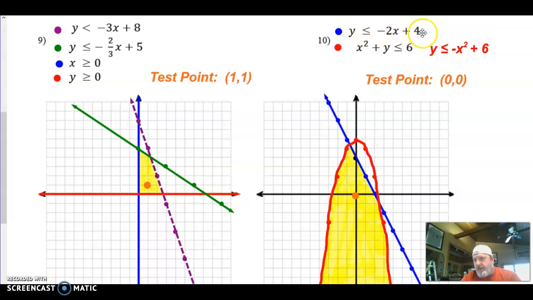This again is a line in slope-intercept form, solid. Both of these are solid because they have the equal to. And I can use 0, 0 this time because it's not on either line or curve. And that is true for both of these. Works here, 0 is less than 6. Works here, 0 is less than 4. So I am shading this area here in yellow.